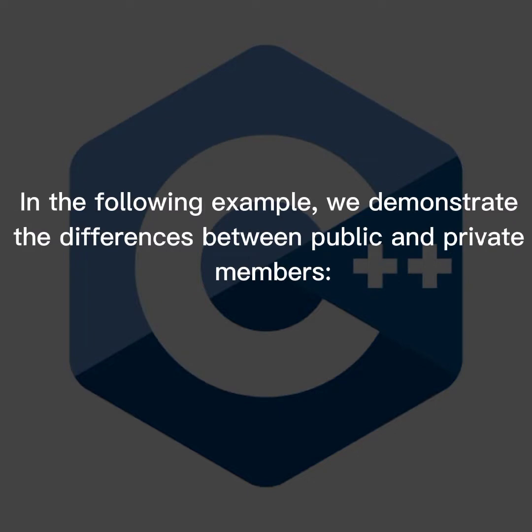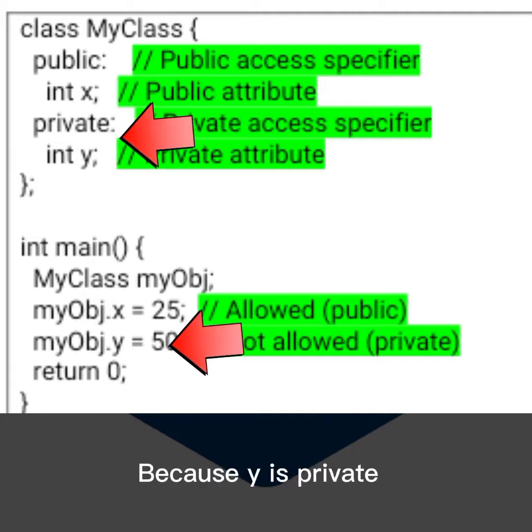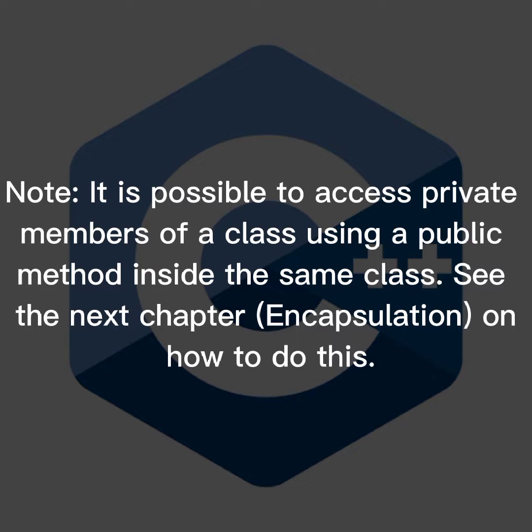In the following example, we demonstrate the differences between public, private and protected members. If you try to access a private member, an error occurs, because y is private. However, it is possible to access private members of a class using a public method inside the same class. See the next chapter, Encapsulation, on how to do this.